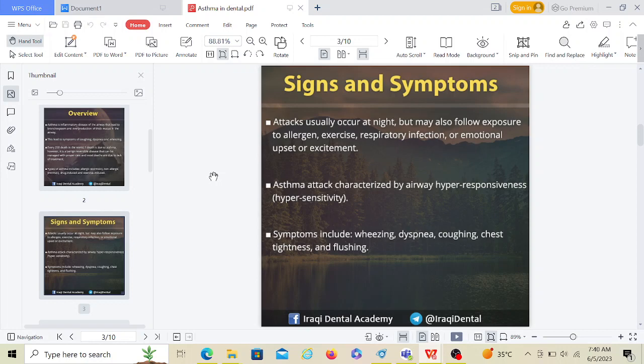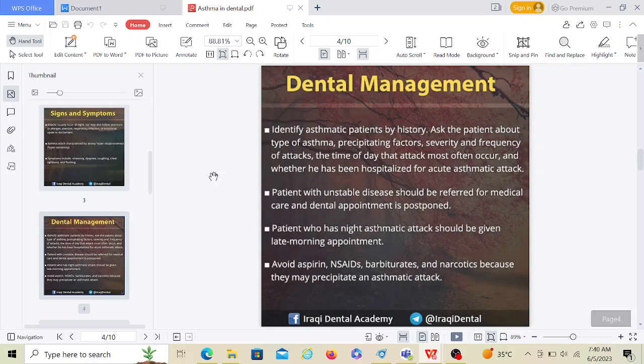The bronchus constricts, so the pathway through which you're supposed to breathe narrows down, and the alveoli where the gas exchange is supposed to happen start filling with liquid and mucus, and so breathing becomes a lot more difficult. The symptoms include wheezing, dyspnea, that is, difficulty in breathing, coughing, chest tightness, and flushing.